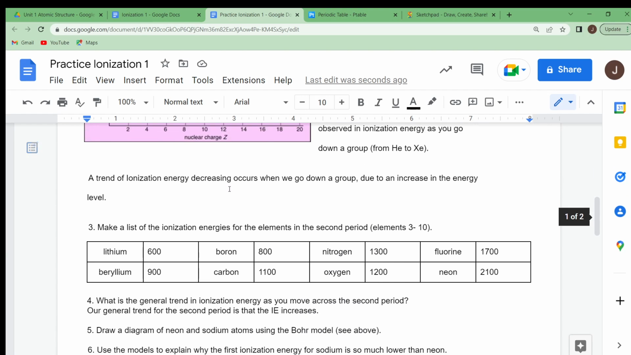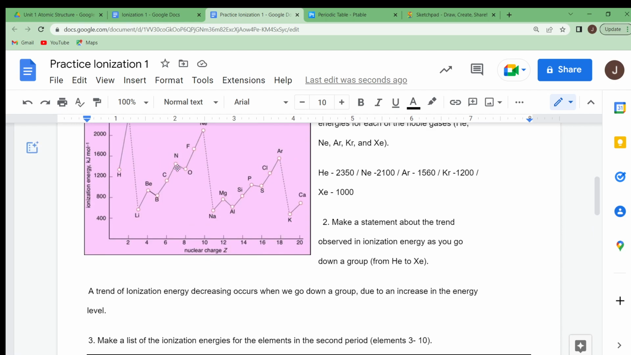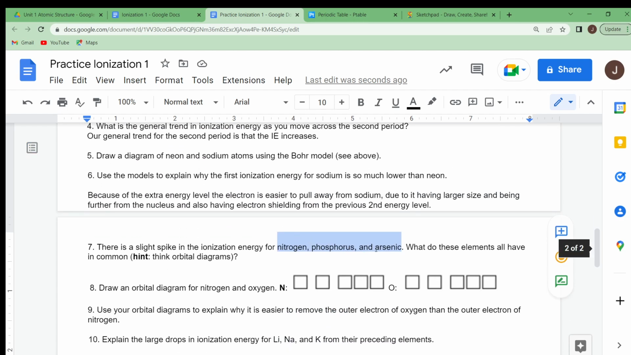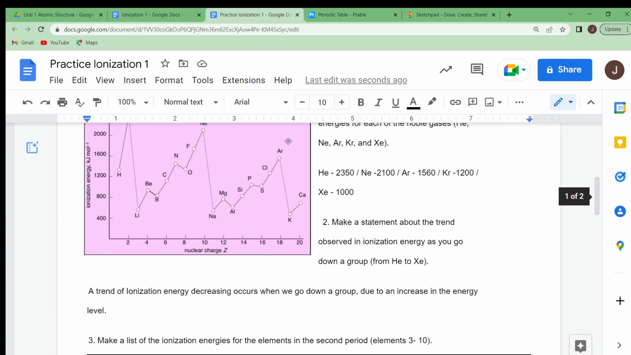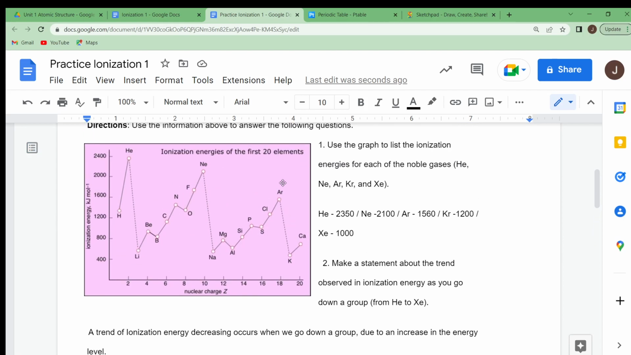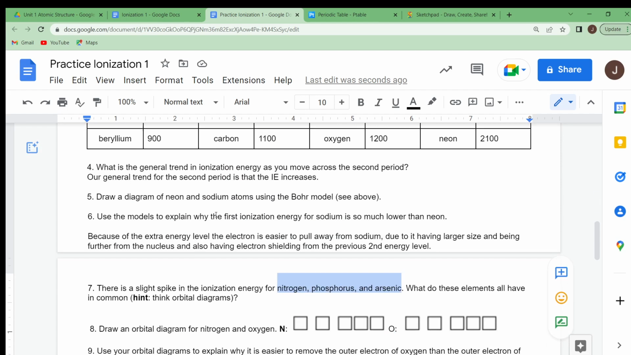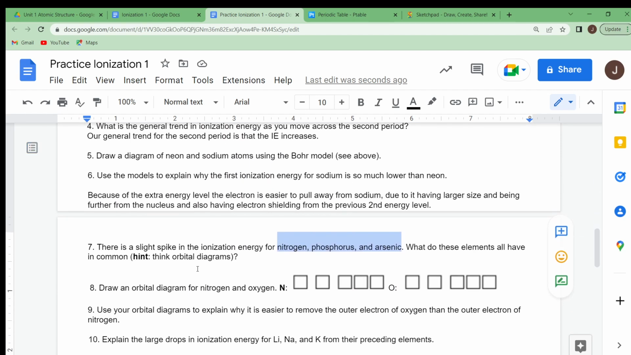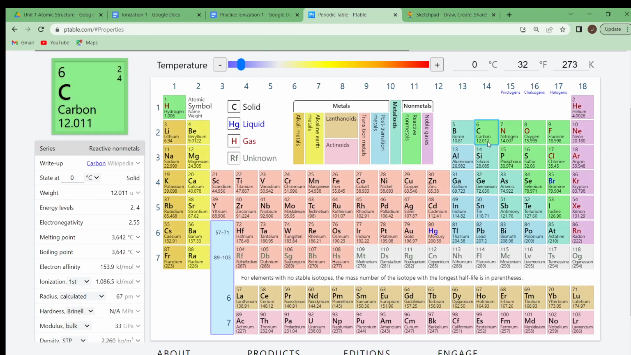So right here, it's saying that there's a spike right here for nitrogen. There's also a spike right here for phosphorus. And we can go ahead and imagine that there's also a spike for arsenic. It wants us to explain why there is a spike for this, and it's giving a hint that we want to think about our orbital diagrams. Okay, so let's take a look at where all of these sit.